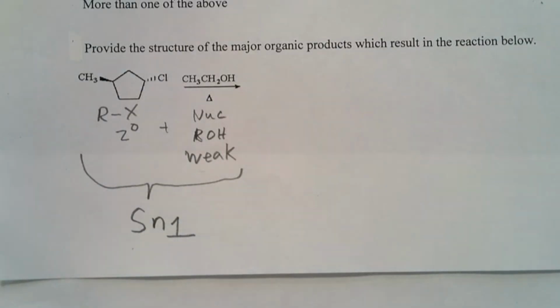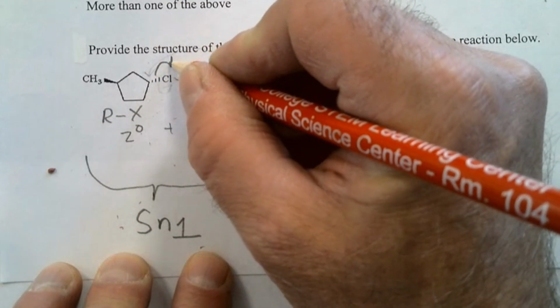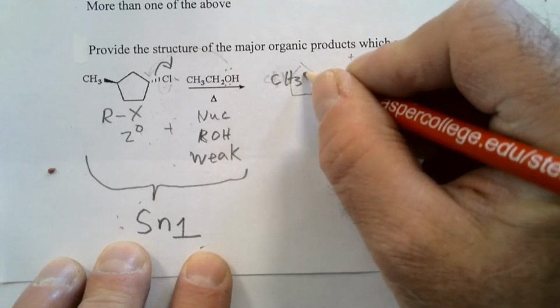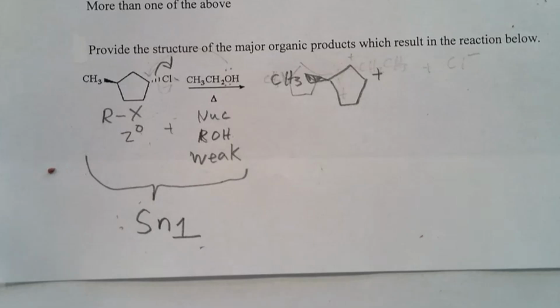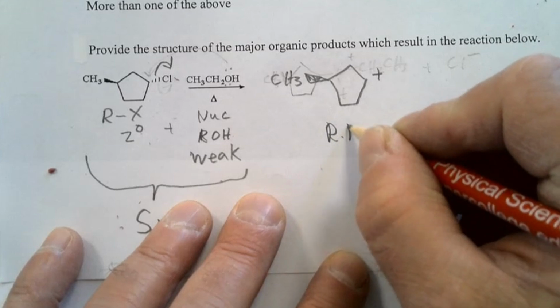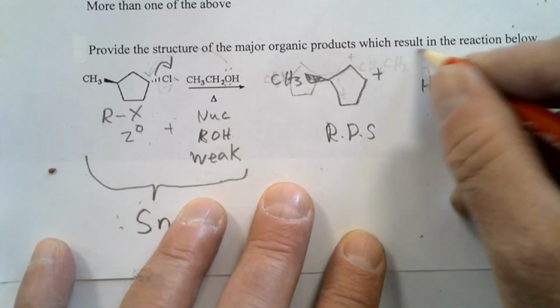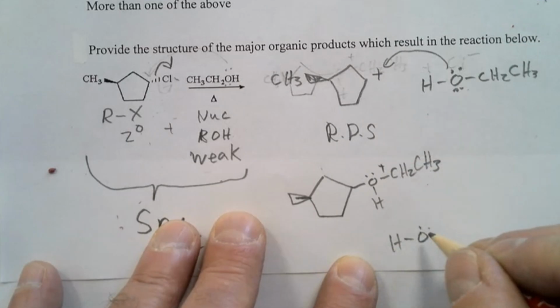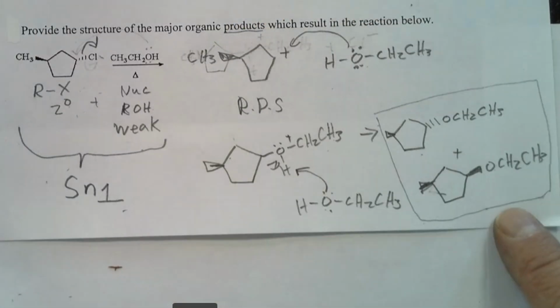So we might say, how do I know what we're going to form? Since this is Sn1, the leaving group leaves, and then I'm going to have something that looks like this. Now I can do a little better drawing, perhaps. There's the formation of a carbocation. This is the rate determining step. Now this alcohol will attack, and then another alcohol will come by.